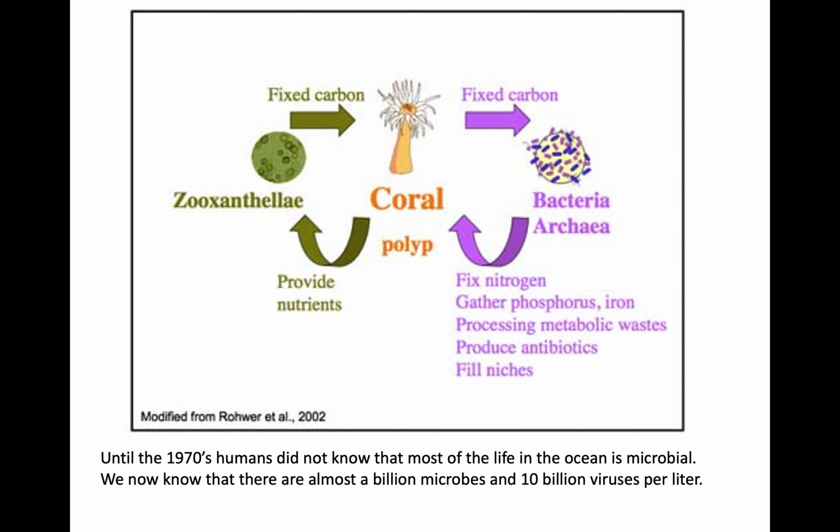Until the 1970s, humans did not know that most of the life in the ocean is microbial. And that's the important thing here. We think of the corals, and if you just put the little anthozoans, the little polyps there, you think, hey, that's all we need. But it turns out that we need these algae to help fix carbon. We also need the bacteria. The bacteria is important too because it fixes nitrogen. It helps them basically make their proteins. Gathers phosphorus, again, important for making DNA, important for metabolism. Iron, metabolic waste. It helps get rid of some of the wastes.